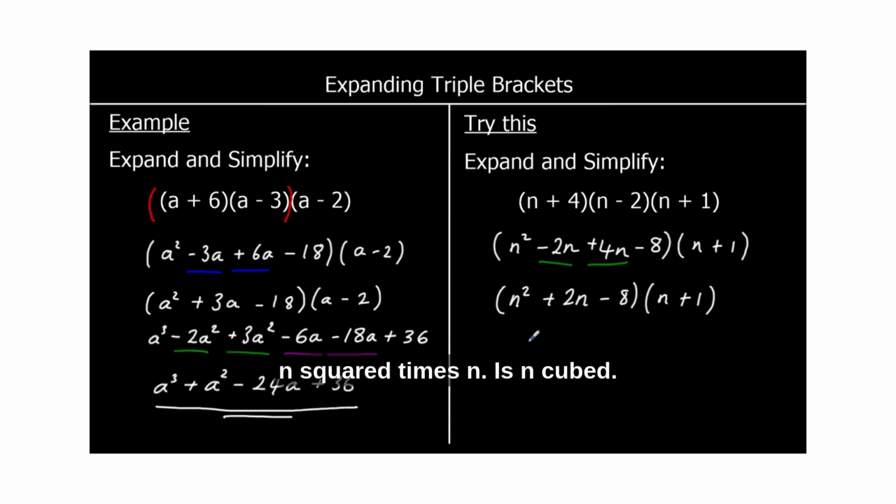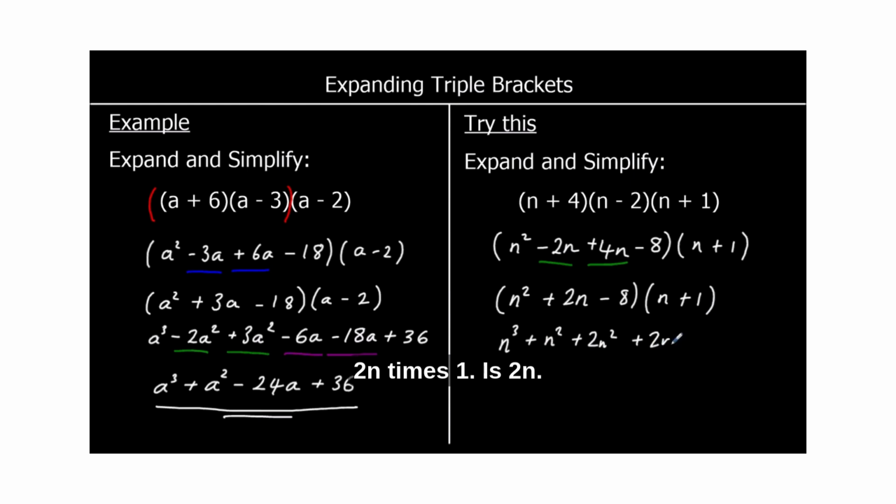N squared times n is n cubed. N squared times 1 is 1n squared, or n squared. 2n times n is 2n squared. 2n times 1 is 2n. Negative 8 times n is negative 8n. And negative 8 times a positive 1 is a negative 8.